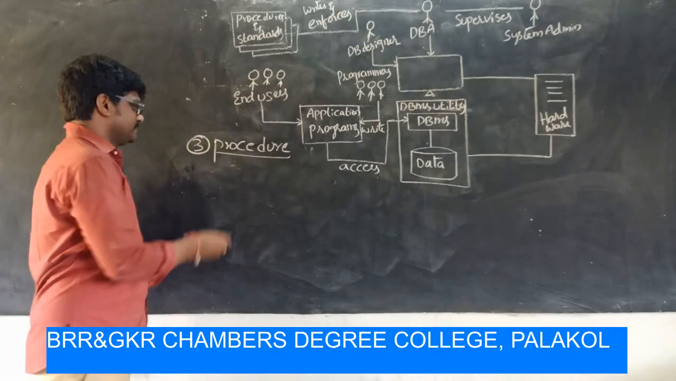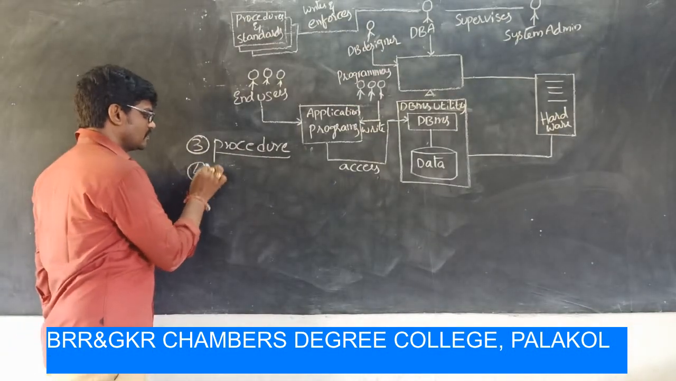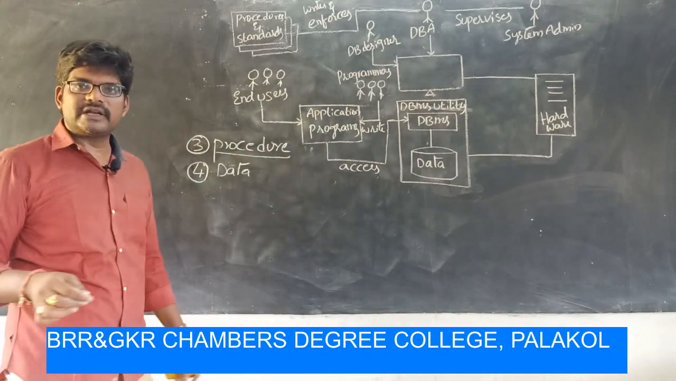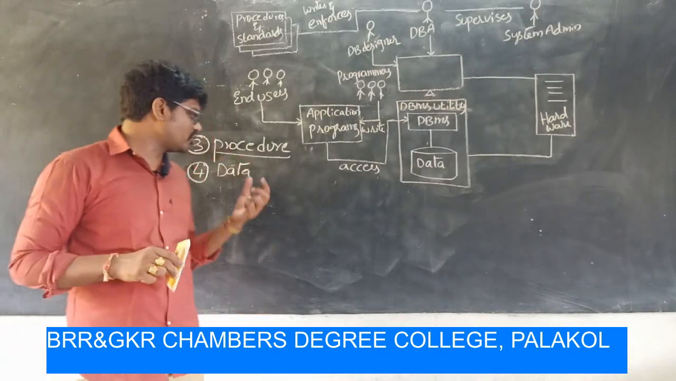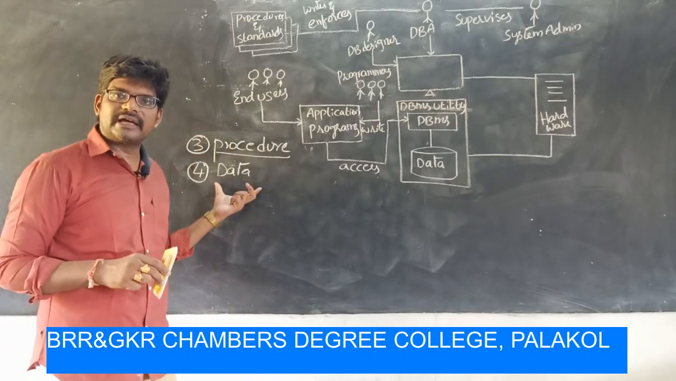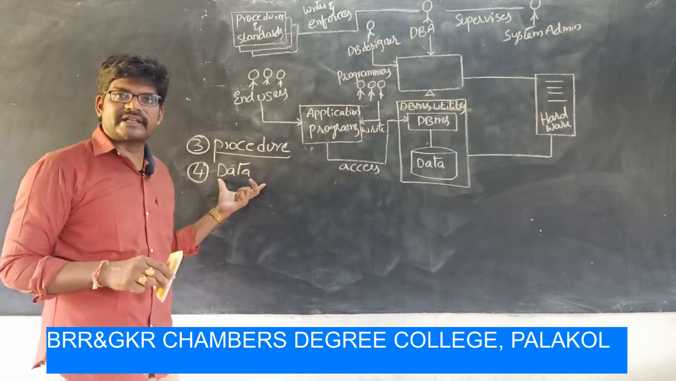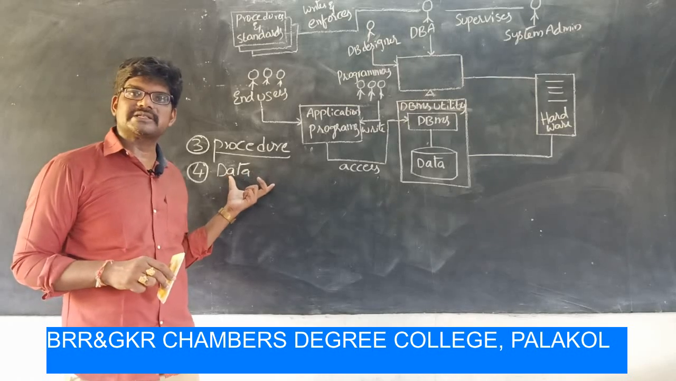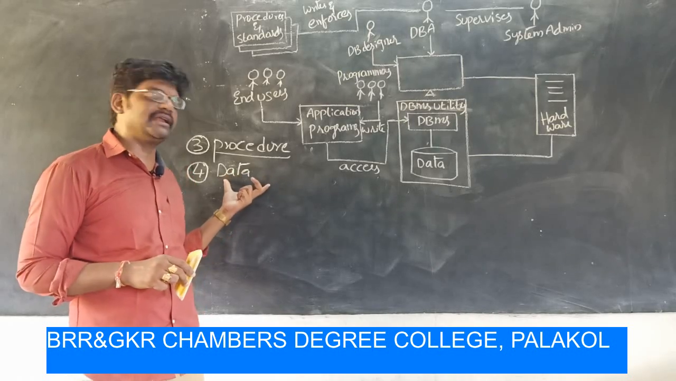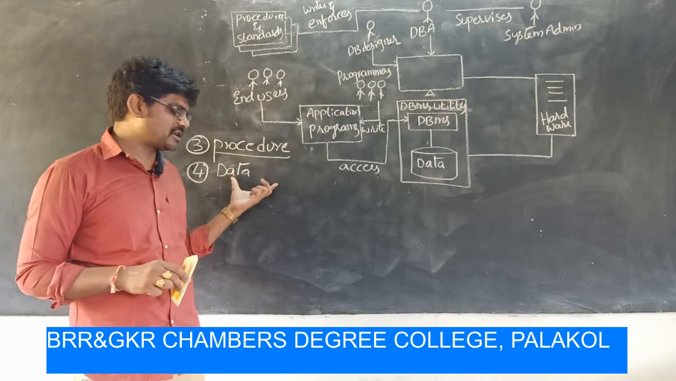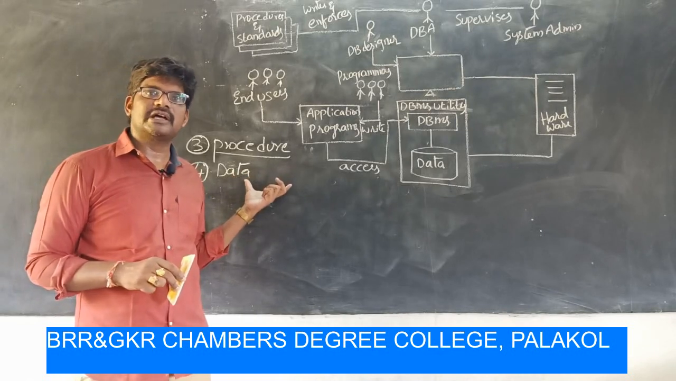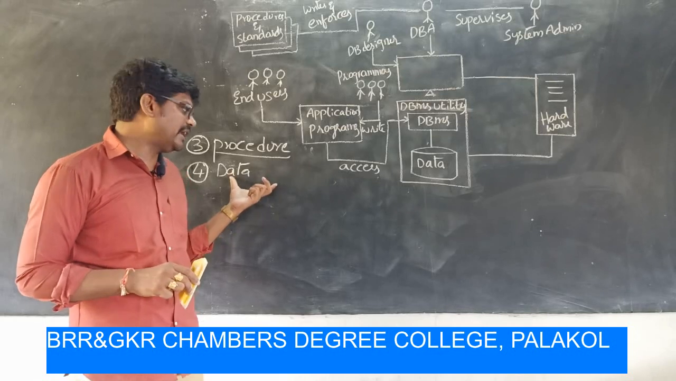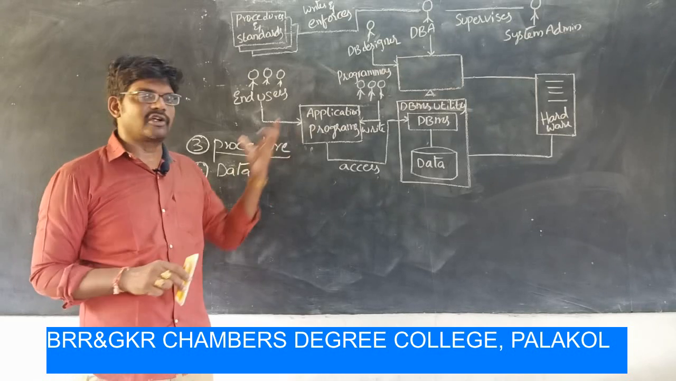And next one, data. So what is the meaning of data? Already you know. The word data covers the raw facts. It is the raw facts that are stored in the database, because data is the raw material to produce the information. Without data, we cannot produce the information within the database system environment. That's why we need data in this environment.